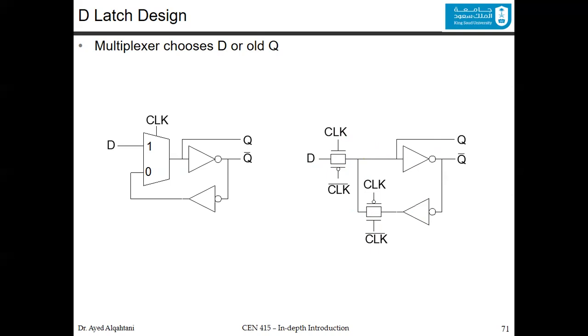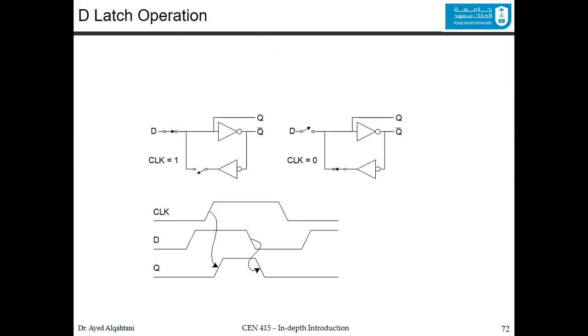To clarify this even further, this is what we have. If the clock is 1, it's transparent. So this is not connected. It's only transparent. If the clock is 0, now there is no connection between the D and Q. It's not transparent any longer. It's actually opaque, and you are saving the value inside based on the timing diagram that we just discussed.